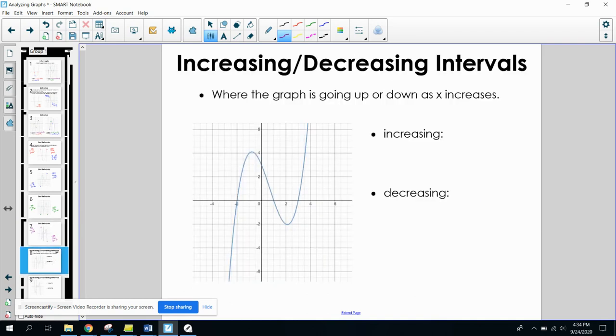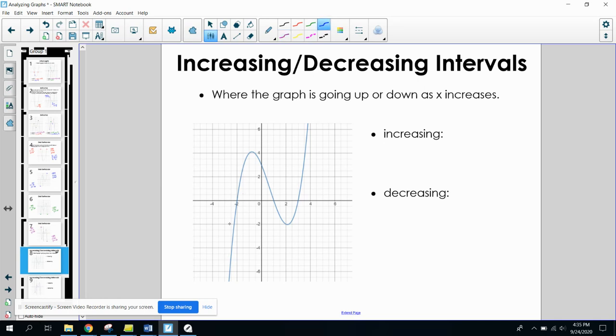Okay. The last concept that we're going to talk about are increasing and decreasing intervals. This is where the graph is going up or down as x increases. From looking at a graph, we can see where it's increasing and decreasing based on whether the line is going up or going down. When we write intervals, we're going to write them in terms of the x values. So we're looking at the graphs from left to right, and we're looking at the x's and what values between them they are. So for instance, let's look at this example.